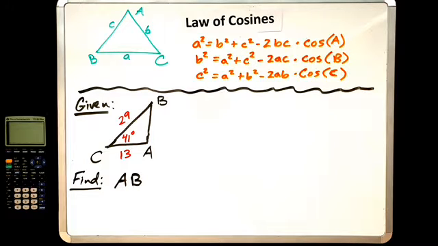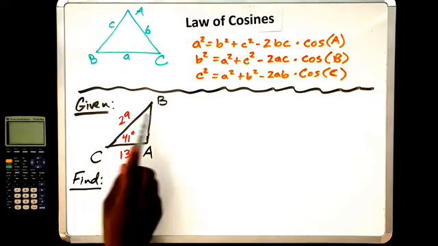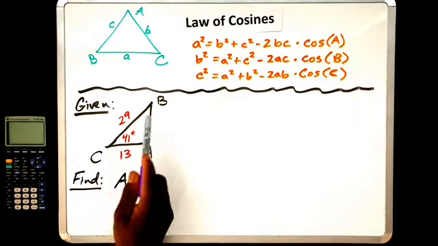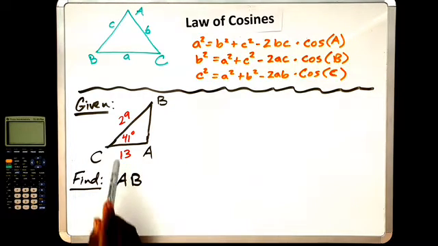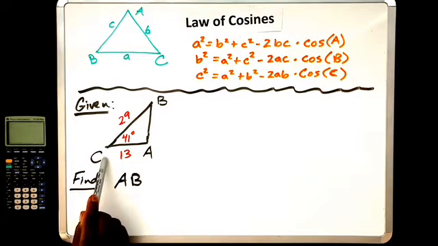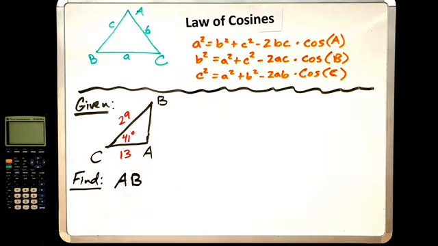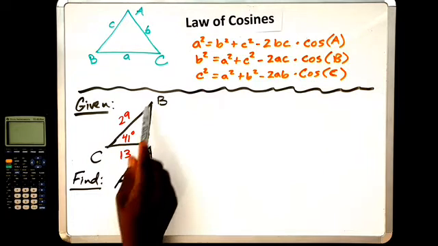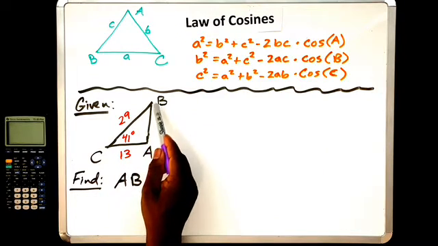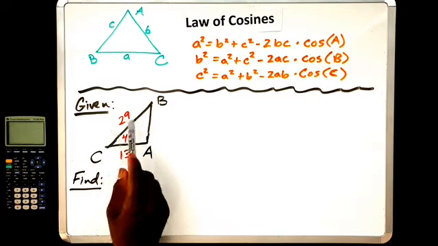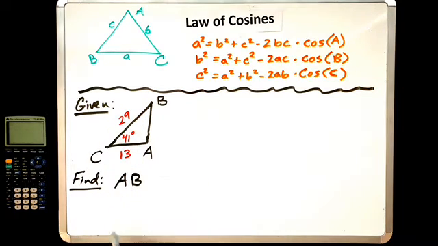All right, so let's look. We're given a triangle ABC, and we know that angle CBA is equal to 41 degrees. We know that side length BC is equal to 29. We don't have the units there. And side length CA is equal to 13.